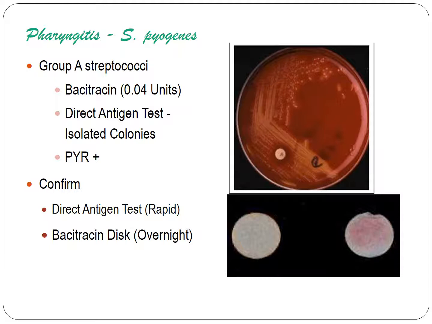To identify group A streptococci, we use the A disc or the bacitracin disc, where group A streptococci is susceptible, and it will form a zone of inhibition, as you see here. We should only perform this A disc susceptibility on isolated colonies. Direct antigen test may also be performed, as well as a PYR, as you can see here.